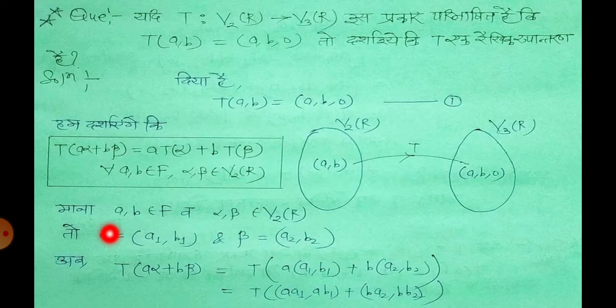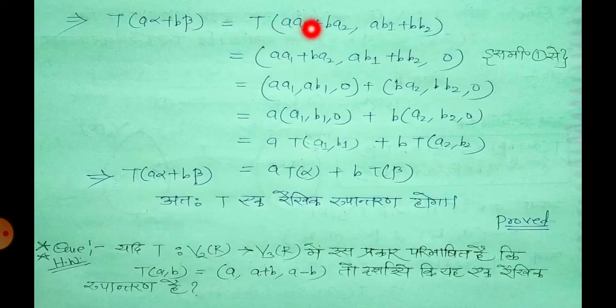Now T of a alpha plus b beta, we directly start from the left-hand side. T of a alpha plus b beta, where the value of alpha is (a1, b1) and the value of beta is (a2, b2). Now this will be (a a1, a b1) plus (b a2, b b2). Now we add the first terms a a1 and b a2, and similarly the last terms a b1 plus b b2. So it will be (a a1 + b a2, a b1 + b b2). Now this is T of (a, b) from equation 1.